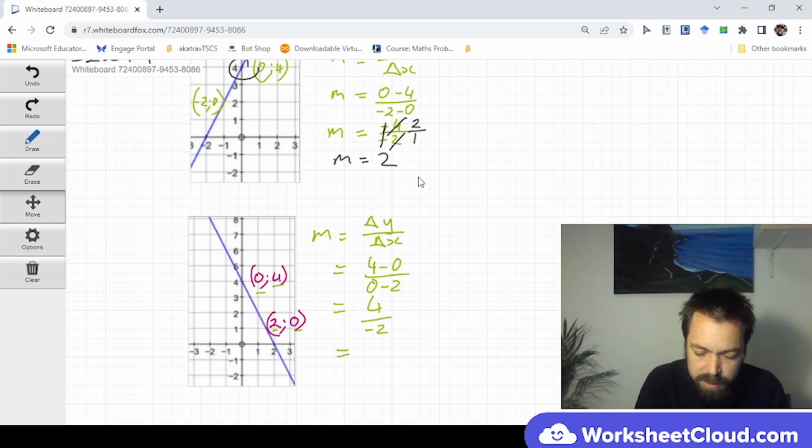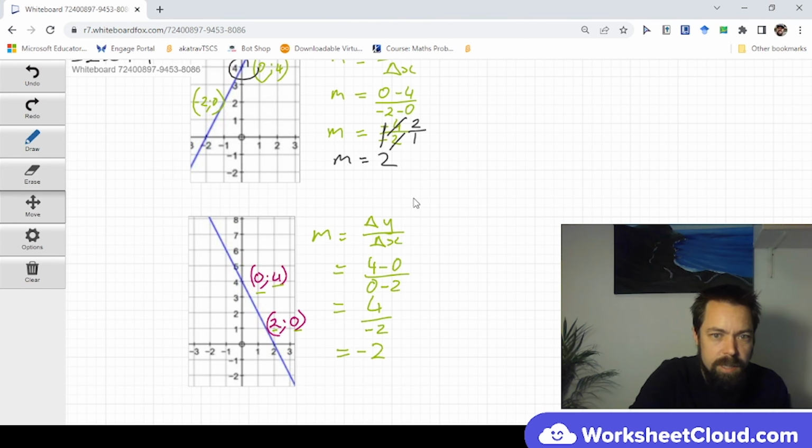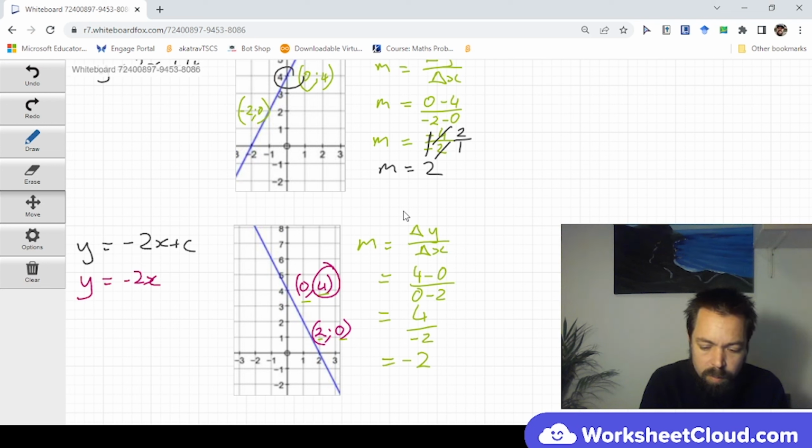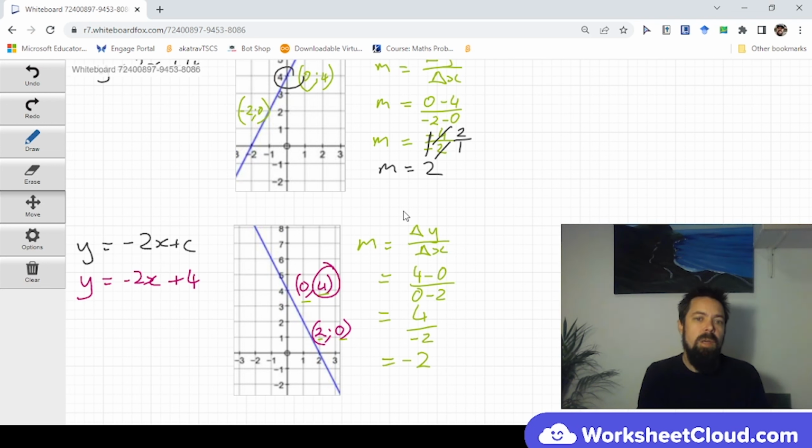Another way of writing that, if we simplify, is 2 over 1, and we've got a negative, so it is negative 2. So moving over to the other side, y is equal to minus 2x plus c. I can see that my y-intercept is at 4, so then my answer is y equals minus 2x plus 4. It's quite nice and easy when your graph goes through integers on the x-axis. Then it's quite nice and easy to see.